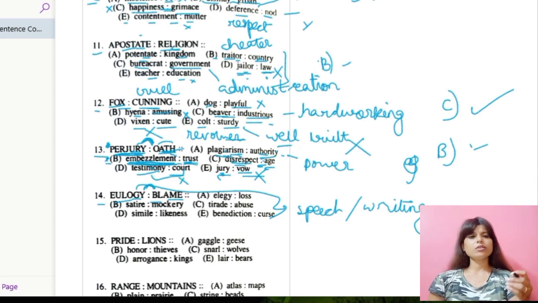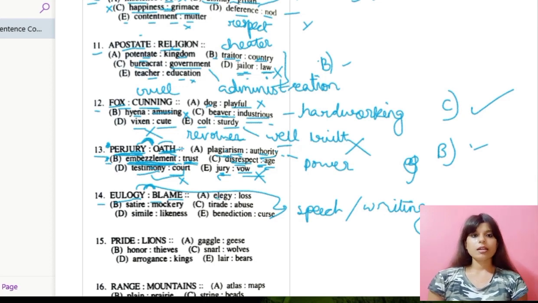So basically eulogy and blame is not having any kind of relationship, because you see, eulogy means you are paying tribute to a person who is dead, and blame means you are blaming someone, okay. Still, let us see this kind of relation which eulogy and blame share between each other. We need to find that kind of relationship.